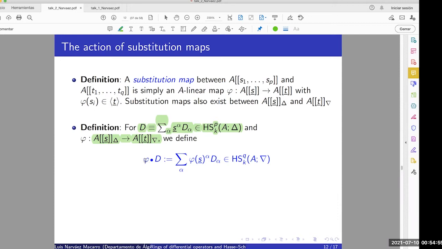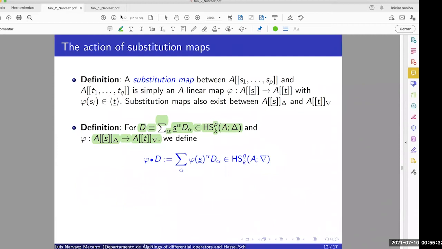How? Well, simply by substituting variables. Remember that Hasse-Schmidt derivation can be understood as a power series ring. So you simply replace, but you are in non-commutative rings, so you have to replace on the left or on the right. And now the action of substitution maps is on the left. So you replace S to the power alpha by phi of S to the power alpha, and you obtain a multivariate Hasse-Schmidt derivation. This is simply the action of substitution maps.